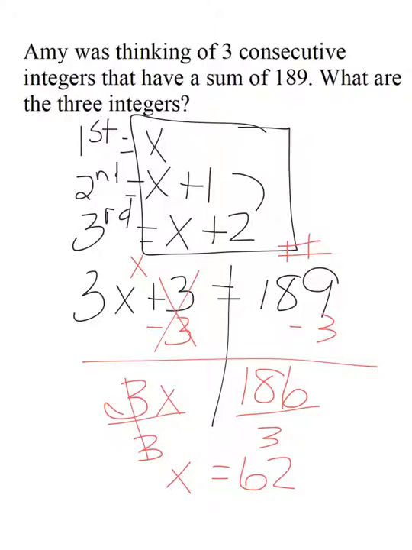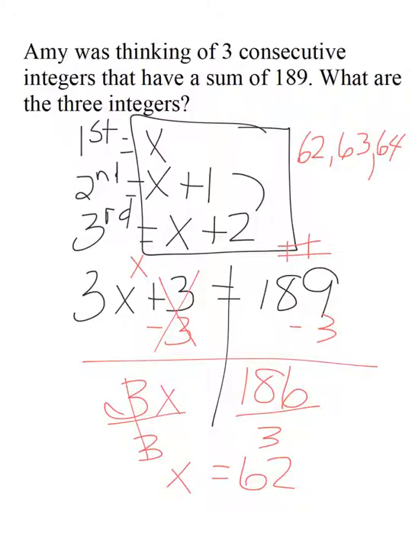That means my first one is 62. The second one, since they're consecutive, would be 1 bigger, 63, and that third one would be 1 bigger than that, 64. And if you look at that, 62 plus 63 plus 64 indeed does give you a sum of 189, so it works.